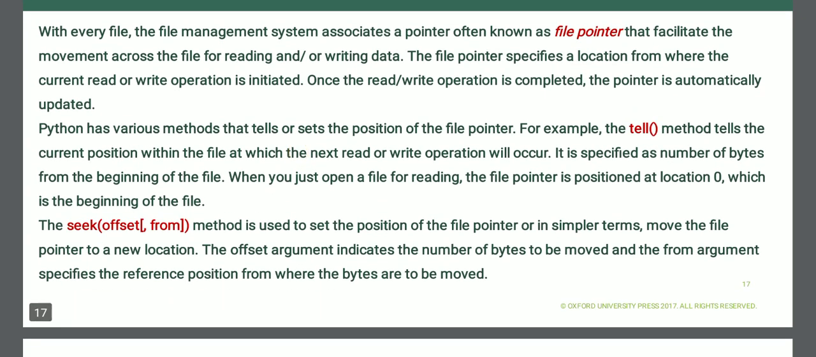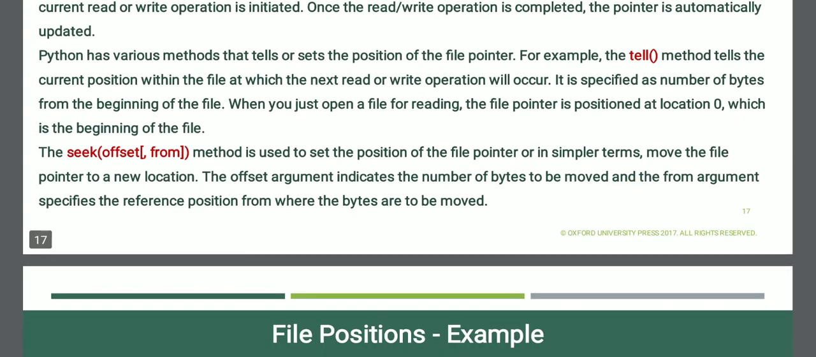The seek method is used to set the position of the file pointer, or in simple terms, move the file pointer to a new location. For example, your file pointer is present at the first location and you have to put data at the 10th location. In this case you will use the seek method. Here offset means exactly at which location you have to move, and from means the reference position. The offset argument indicates the number of bytes to be moved, and the from argument specifies the reference position from where the bytes are to be moved.